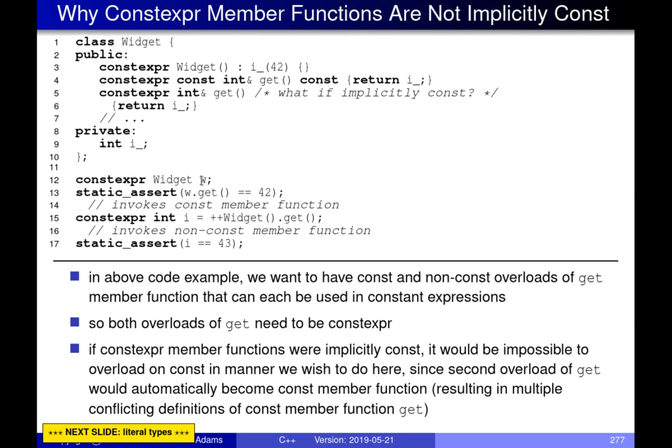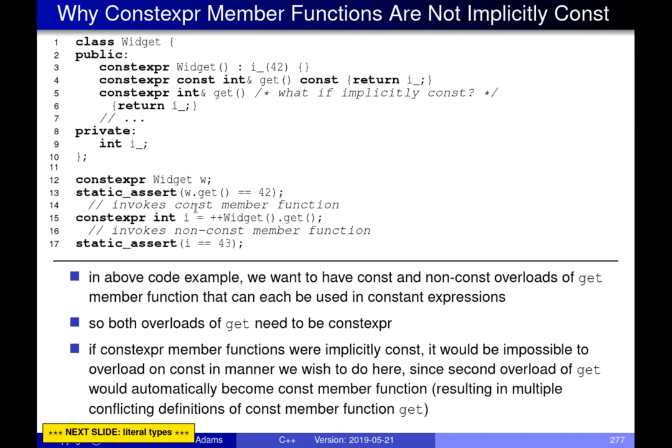The reason why is that W is a Constexpr variable. So Constexpr for variables implies const. So this is a const variable, W. Because this member function get is overloaded on constness, the compiler will choose the one that matches in constness. So since W is const, it's going to invoke the const member function. This is why the comment here says it's invoking the const version of get.